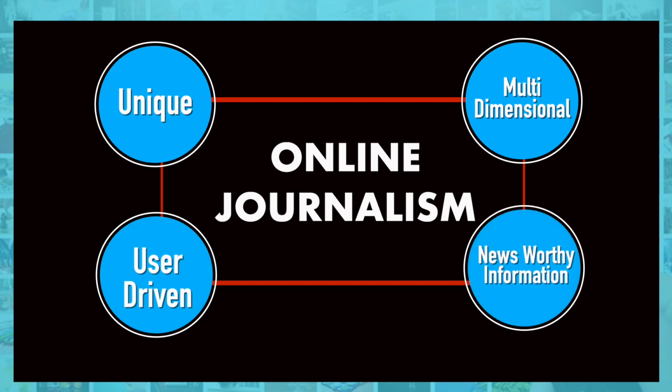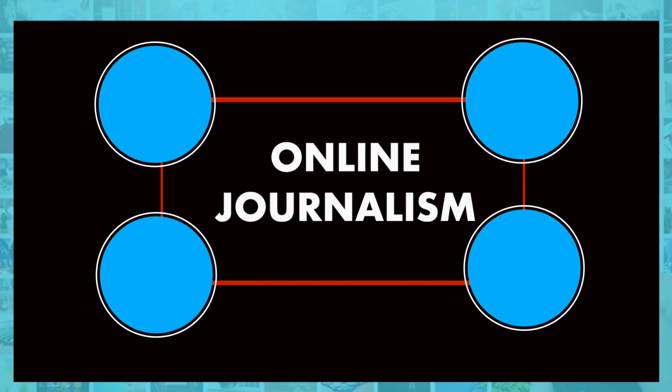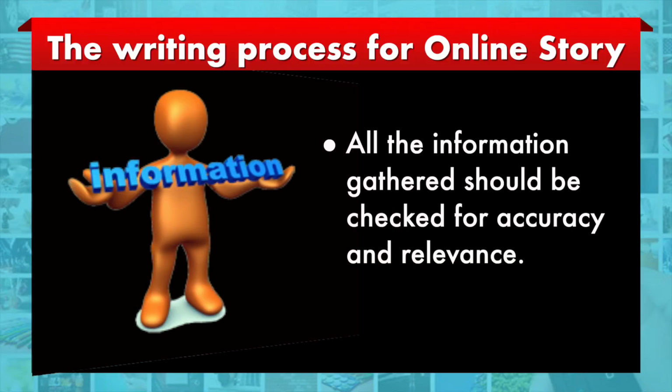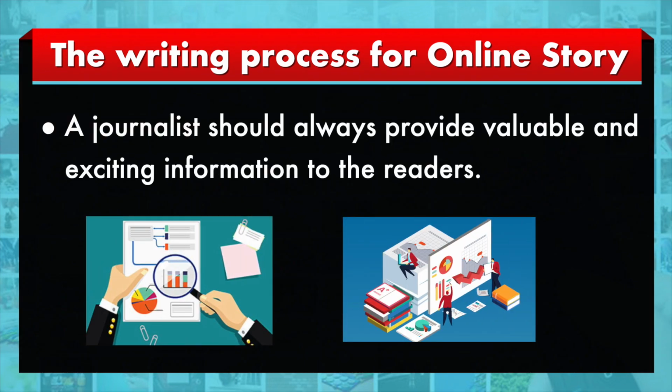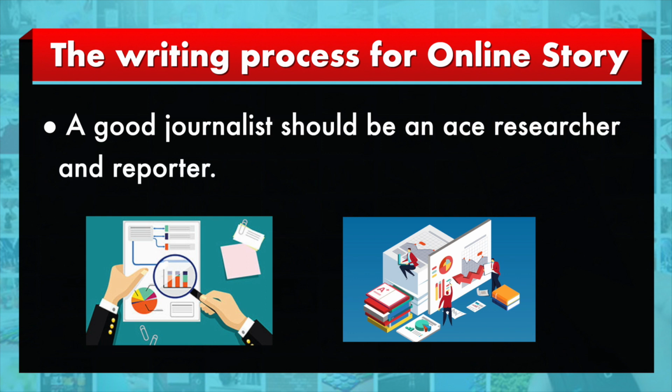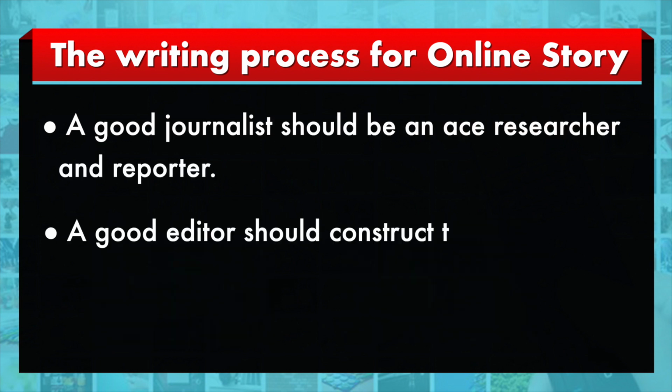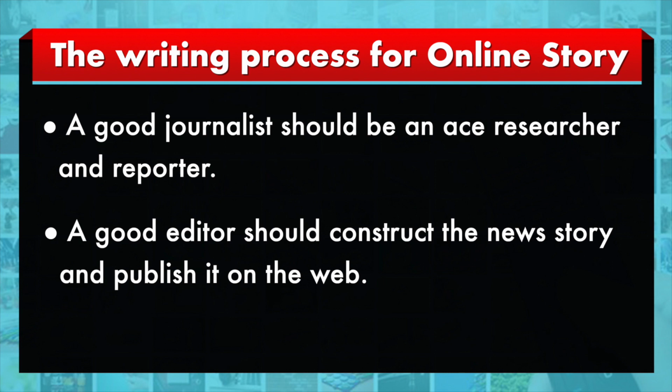Journalism is finding newsworthy information, events, facts, opinions and experiences for the readers. All the information gathered should be checked for accuracy and relevance. A journalist should always provide valuable and exciting information to the readers. A good journalist should be an ace researcher and reporter. A good editor should construct the news story and publish it on the web.